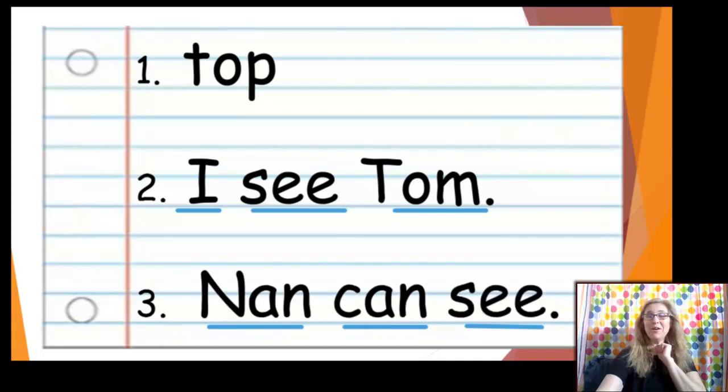Now you can check your work. Notice I have a capital N for Nan because that's a name and also going to be a character in our story. And I have a period at the end of my sentence. Nice job trying to write these sentences. We are ready to read our story.